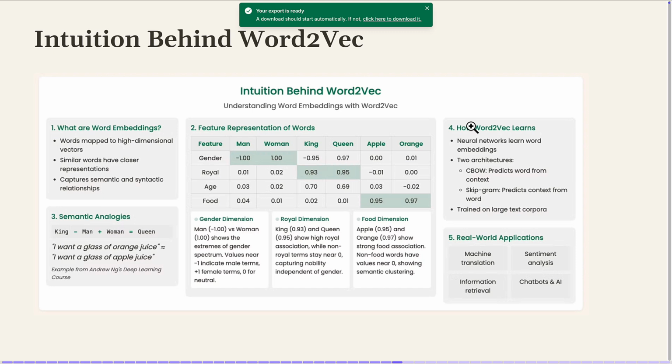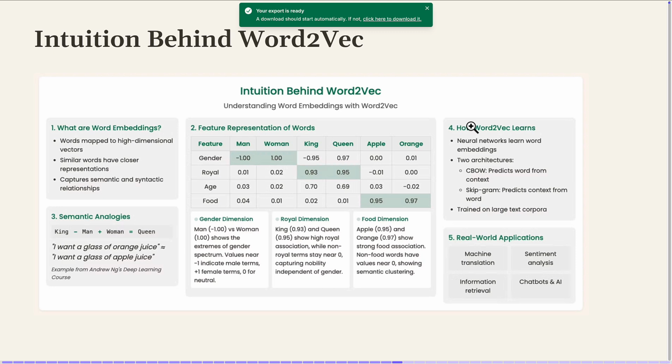So here the age: a man and a woman can have different ages, so the correlation is small. But for the king and queen, it's likely they will have high ages, so there will be more correlation between queen and king. You cannot have a queen and king who are 5 years old. Probably it can happen, but it's less likely. So you can think about these numbers that we try to infer in the word2vec embedding as a kind of relationship between words and their possible features.